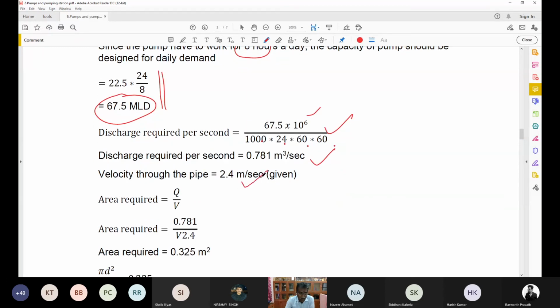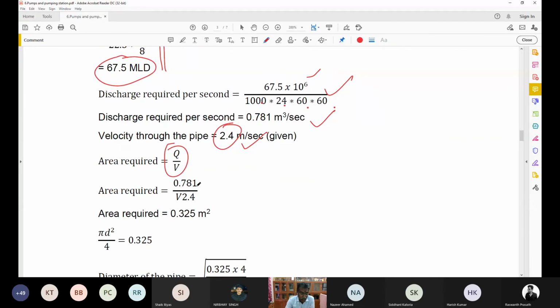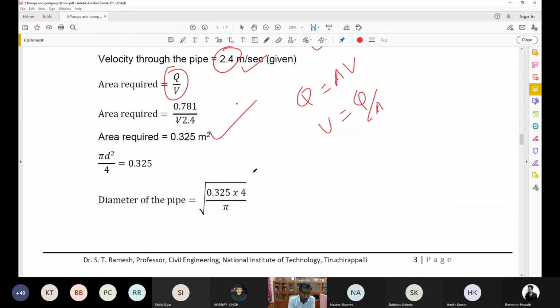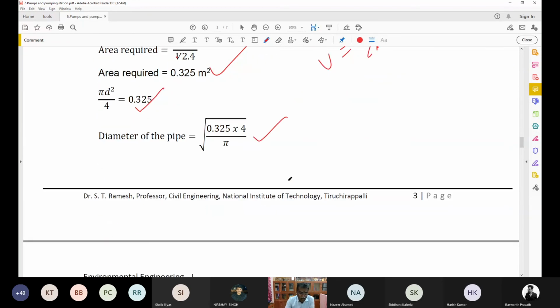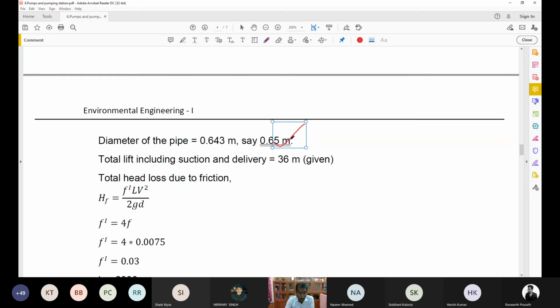So velocity is already given, 2.4 meter per second. You can use the continuity equation. The area is unknown. Q is 0.781 divided by velocity, 2.4. Q is equal to A into V, and V is equal to Q by A. Okay, so once the area is known, and it is equivalent to pi d square by 4, you can find out the diameter. You may require almost 0.65 meter of diameter, or a 65 centimeter diameter pipe.